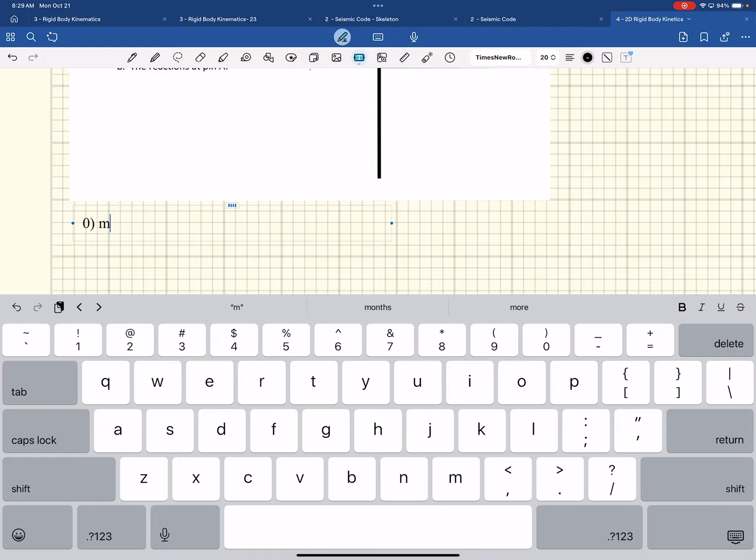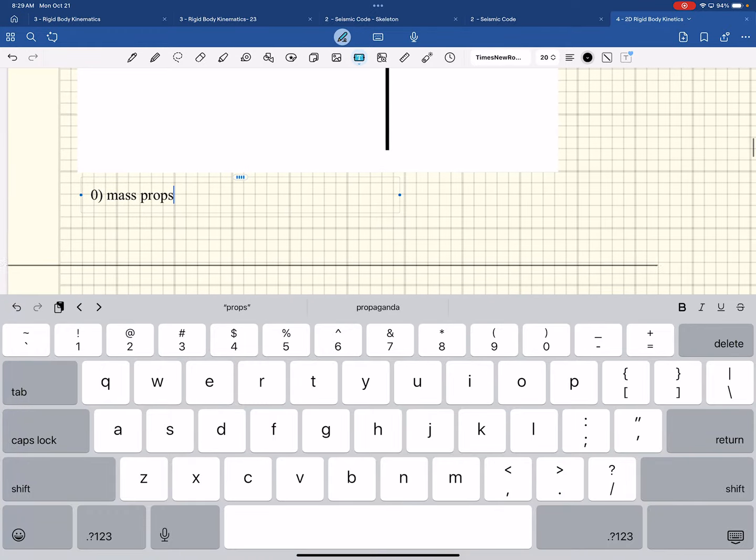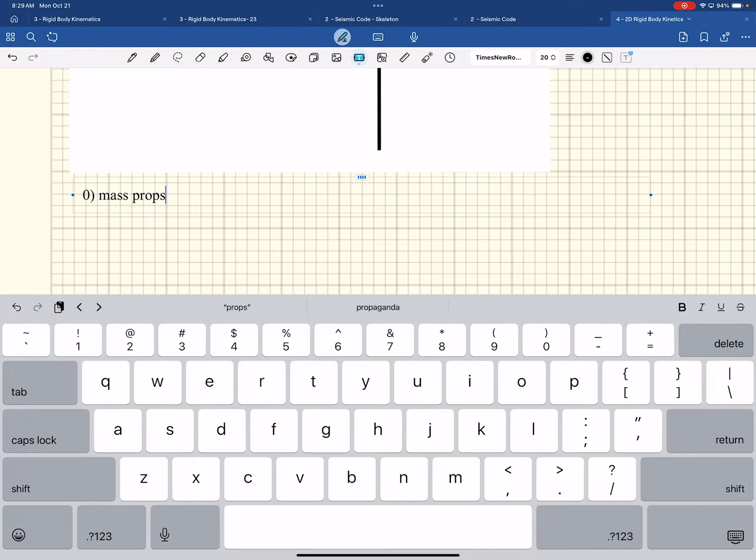All right. Mass props. So I need to know where the mass center is. I could say that here. Center and I.